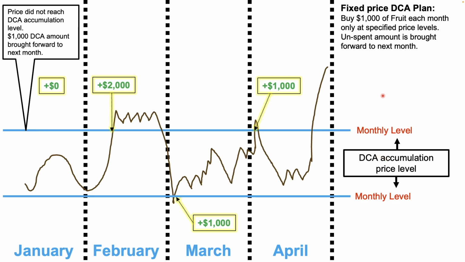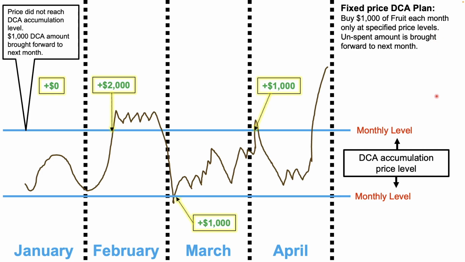If you were to use a fixed price DCA plan, the SNR way, you will also buy $1,000 of fruit each month, but the difference here is that you will only do so at specified price levels. So what happens to the unspent money if price does not touch any of these specified price levels is that the money that you intend to invest in that month will be brought over to the next month for your investment.